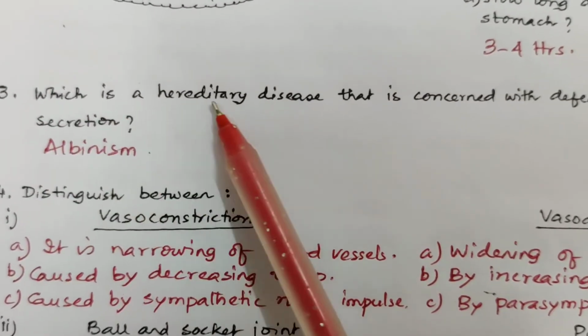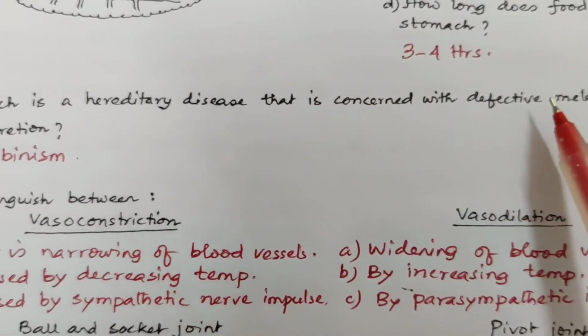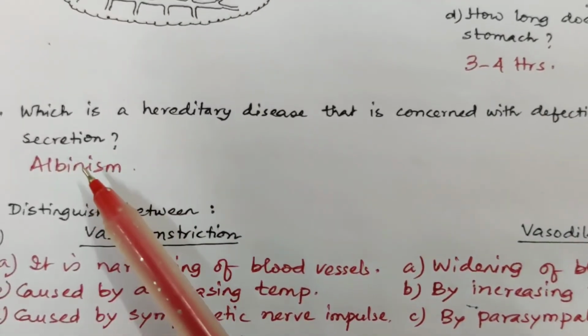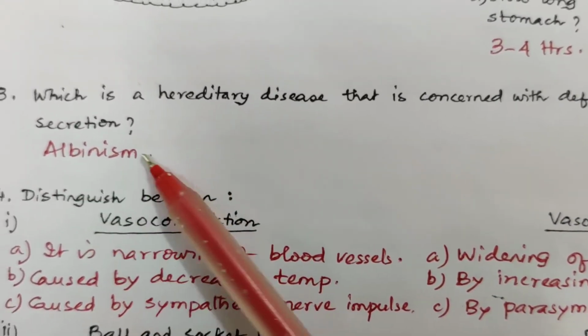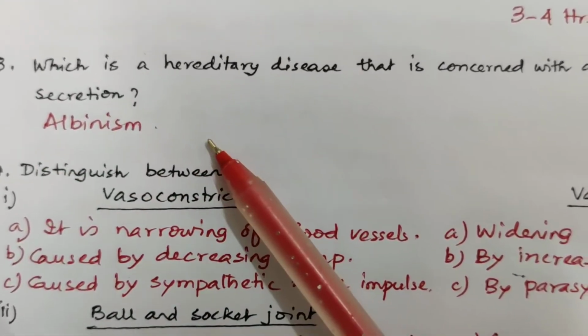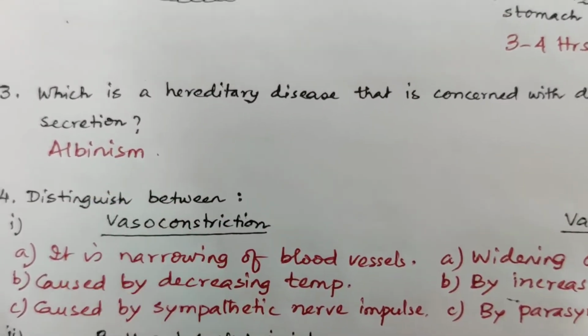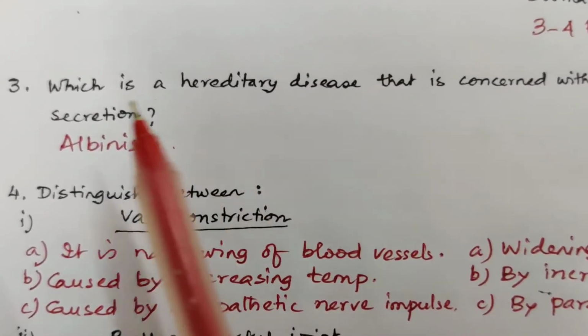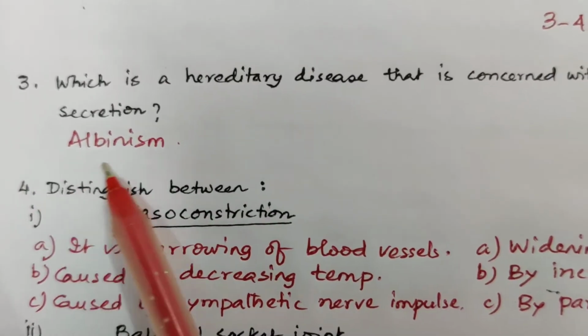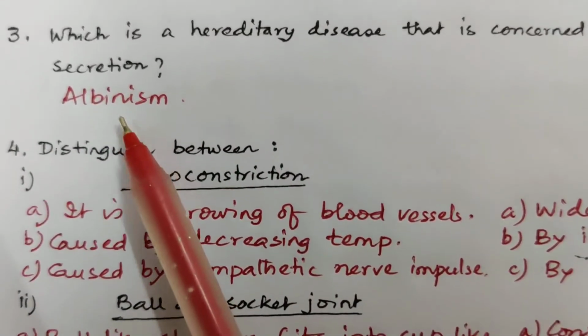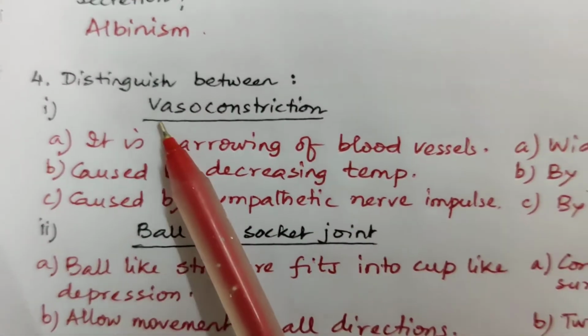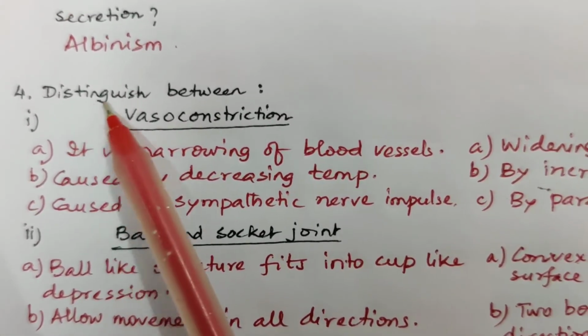Next question is, which is a hereditary disease that is concerned with defective melanin secretion? This is from the skin chapter. The defect is albinism, causing the absence of melanin throughout the body. This is genetic, means inherited from the parents to the offsprings.